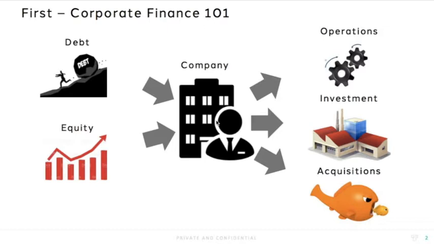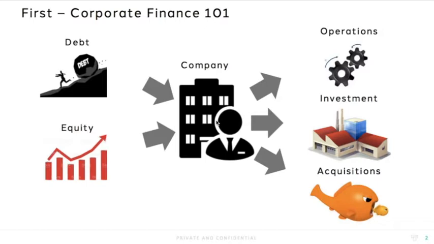So on the left here, you see the two sources of capital for companies, debt and equity. Debt is when companies borrow money from investors that they need to pay back on certain terms and with interest. Equity is when companies sell a stake in the company to investors that do not have set repayment terms, but that investors invest with the hopes that the company will grow and thus will grow their share in the business.